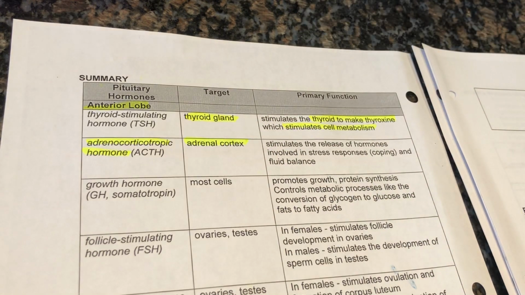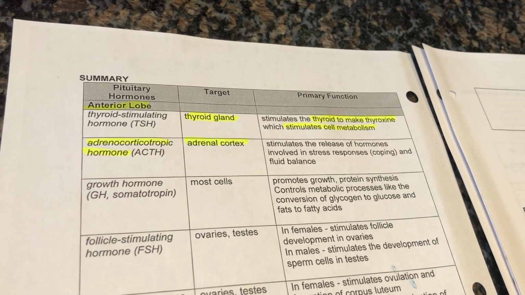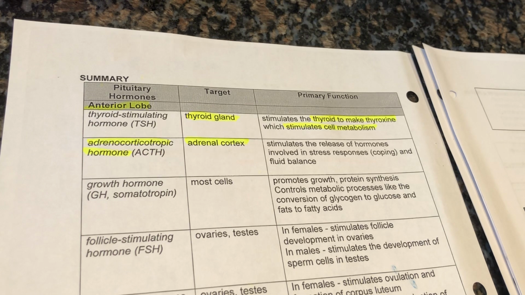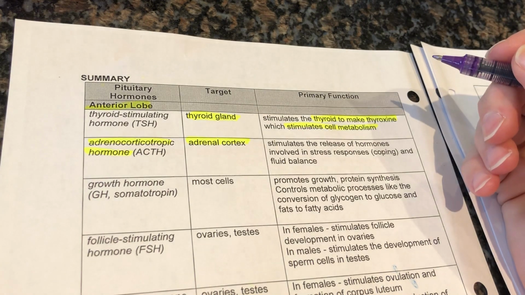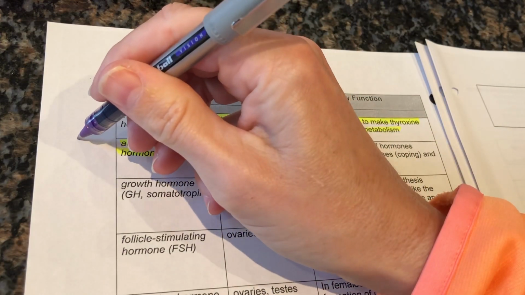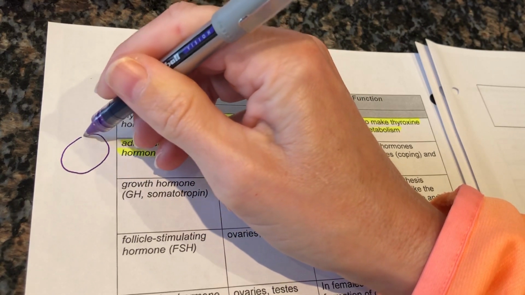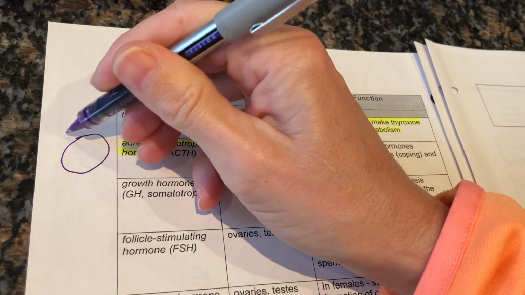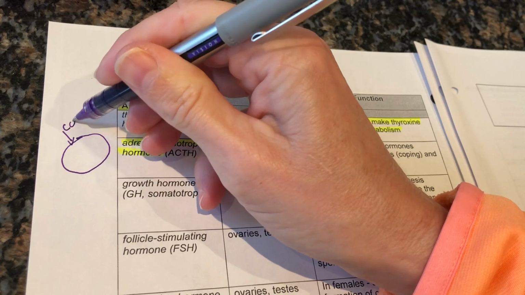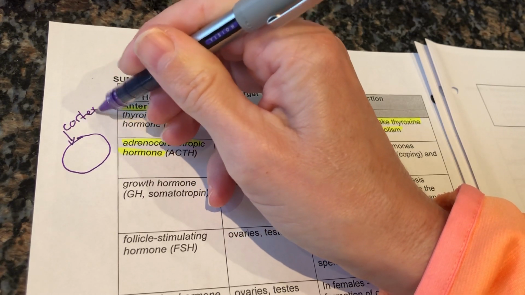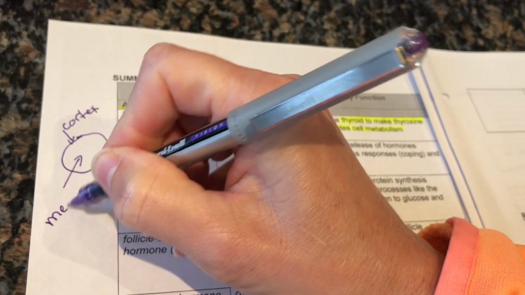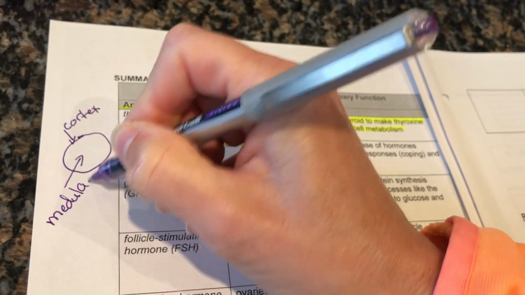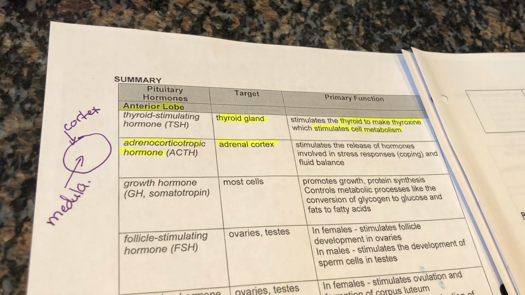So as we move through homeostasis, we need to know that the cortex is one section of a gland or an organ, and the medulla is another. So if we have a gland, or any kind of an organ, the cortex is the outside, so it's the surface of the organ, and the medulla is the center, medulla middle, okay? So think middle when you think medulla. All right, so the cortex is the outside.